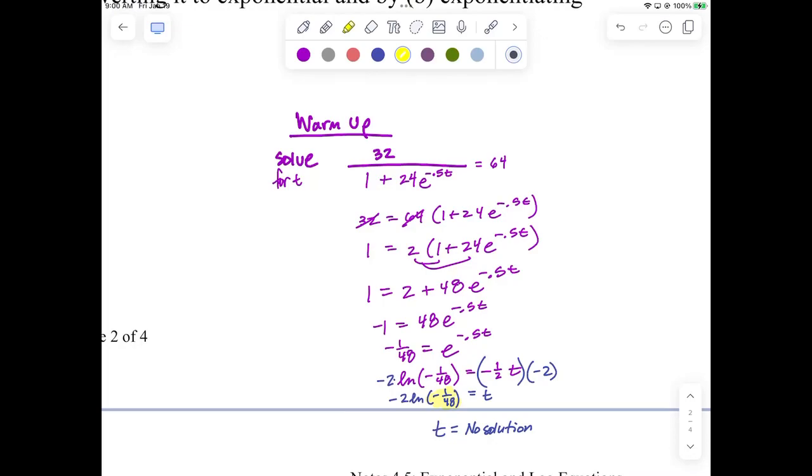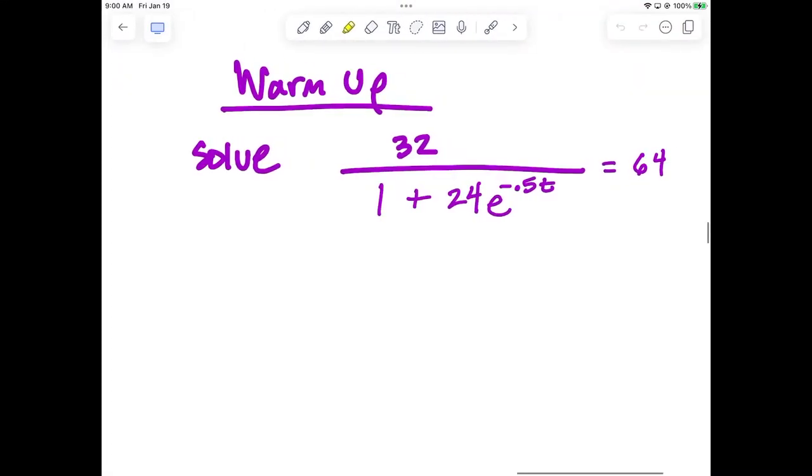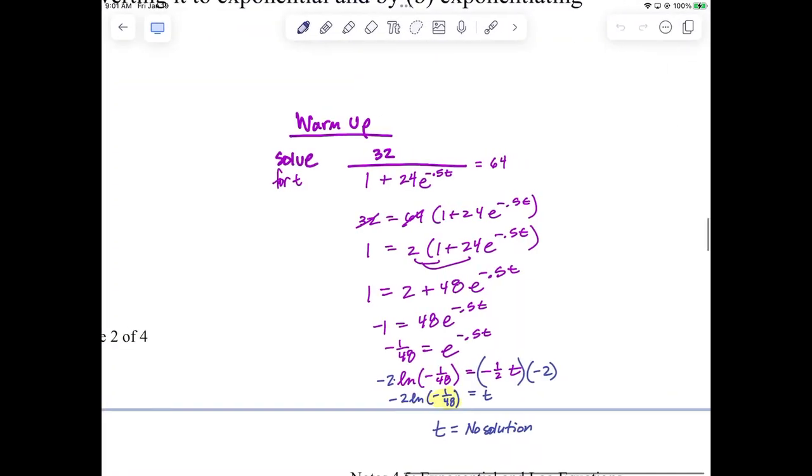You could probably tell because what's the limit to growth? 32. And what am I trying to set it equal to? 64 is a little bit bigger than 32, isn't it? So you could actually say no solution in the very beginning if you recognize that 64 exceeds the limit to growth. But it serves its purpose. All right. Real quickly here, when I go to second period, I'm going to change 64 to a 16. There we go. So they'll get to do it without no solution. All right.